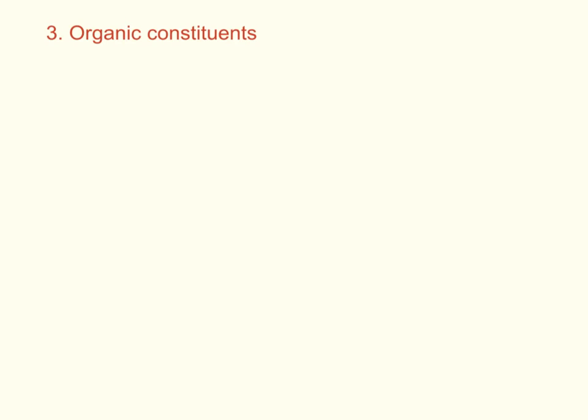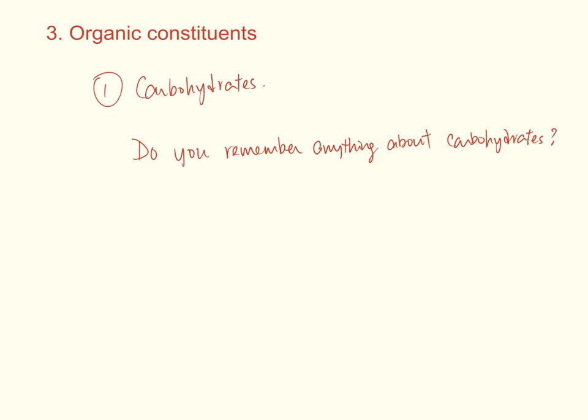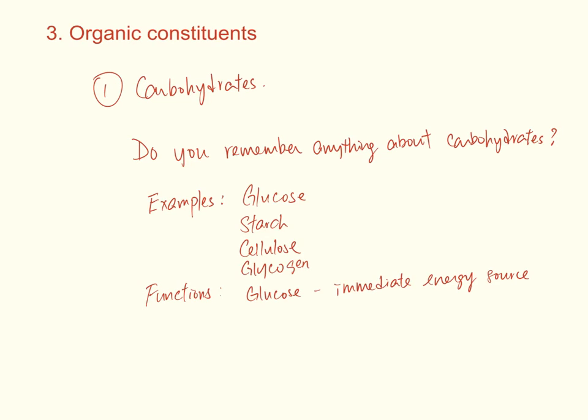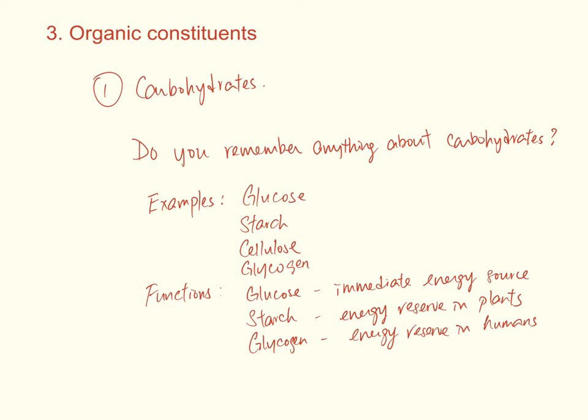Next, we are going to learn about organic constituents. The first one is carbohydrates. Do you remember anything about carbohydrates? Here are some examples. Do you remember what they are used for? Glucose is used as an immediate source of energy. Starch is used as an energy reserve in plants. Glycogen is used as an energy reserve in humans, and cellulose makes up the cell wall.